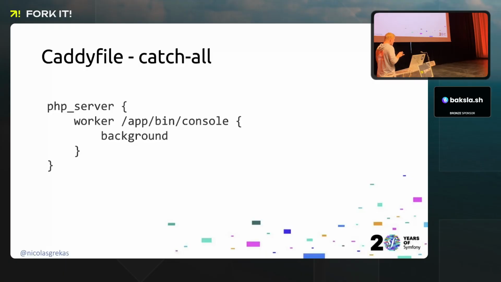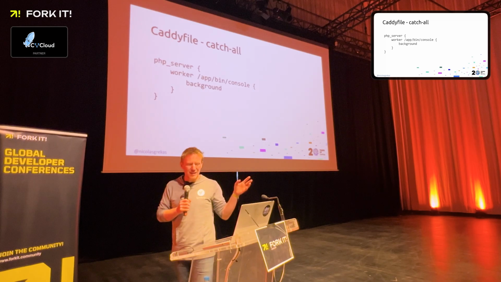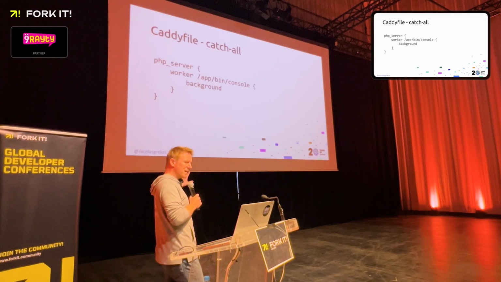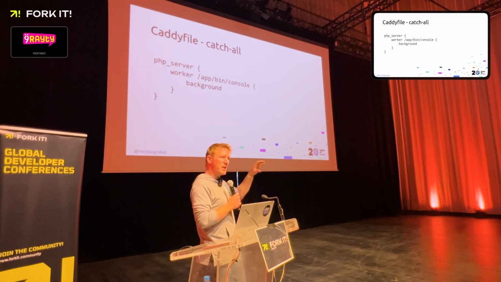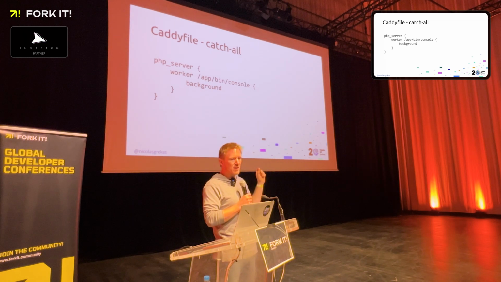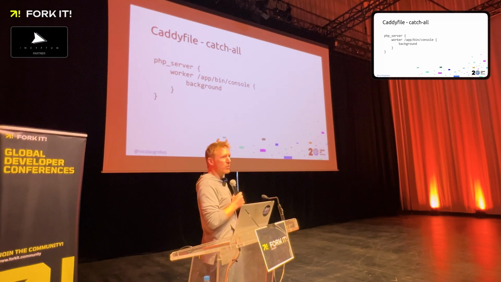On the configuration side, this is a Caddy file, which looks like an Nginx configuration tree. It's a tree, it's not YAML, it's basically the same thing, just a different syntax. In this Caddy file, we define PHP server entries, and there is already a worker entry. What does not exist today is the background keyword.